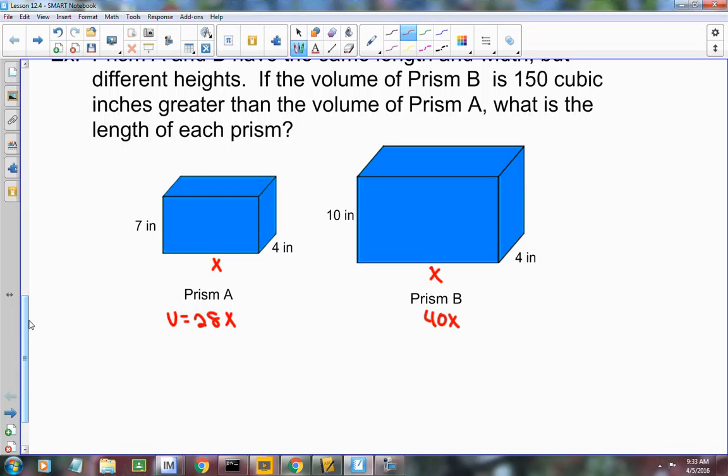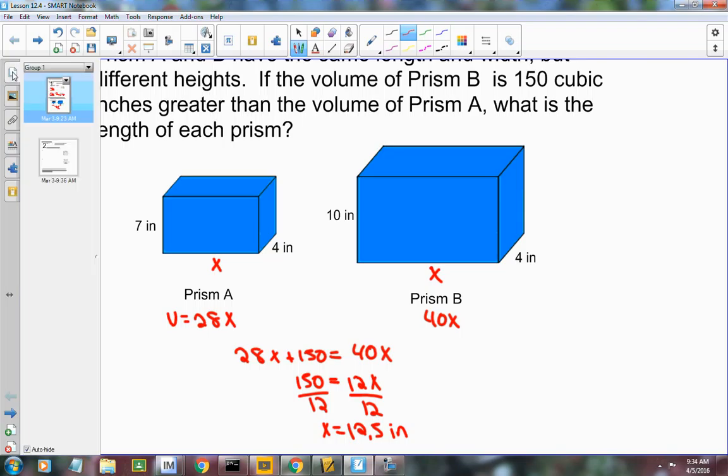Add 150 to this one, right? Because this one's 150 more, so if I add 150 to this one, they'll be the same, yes? So if I take the volume of the smaller one and add 150 to it, it's going to be equal to the larger one. And so now I can solve for x and find the length. So that ends up being 150 equals 12x. Divide both sides by 12, and x ends up being 12.5 inches, which is the length. Questions on that one? All right. Done?